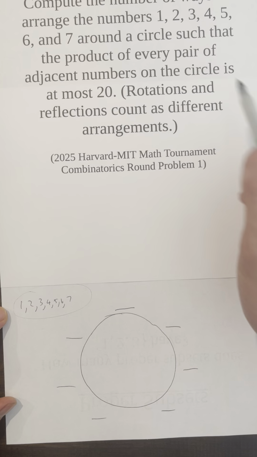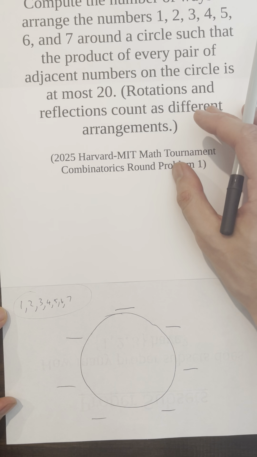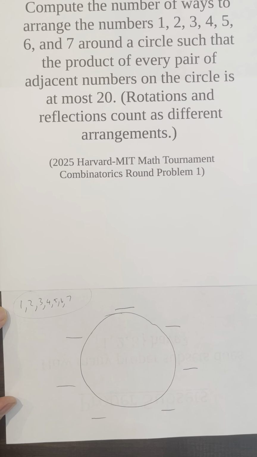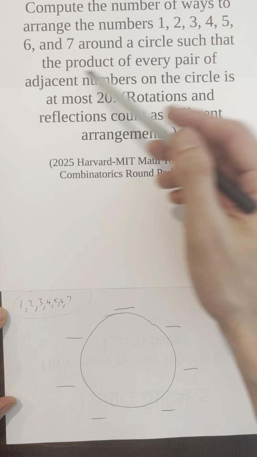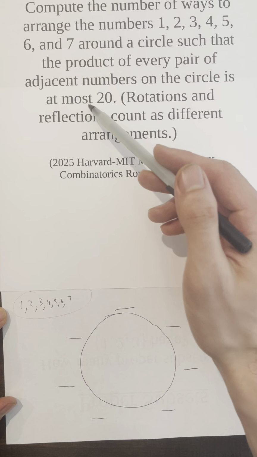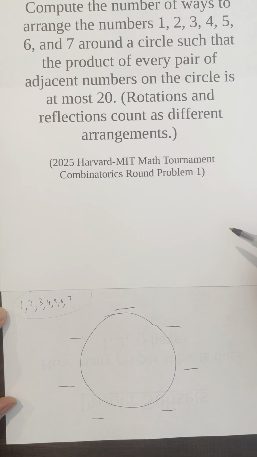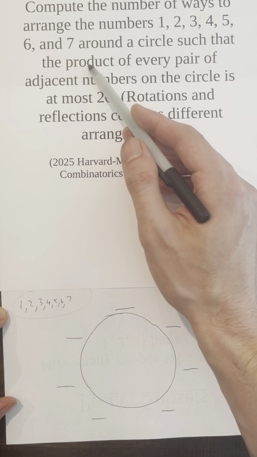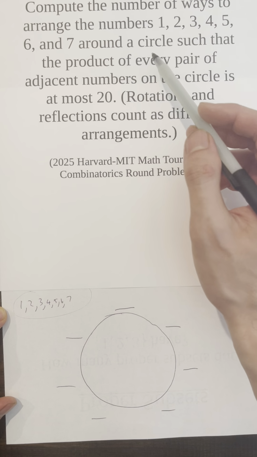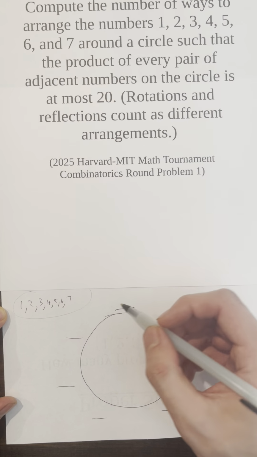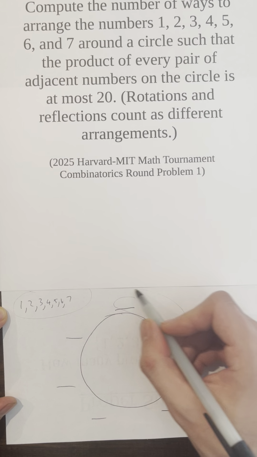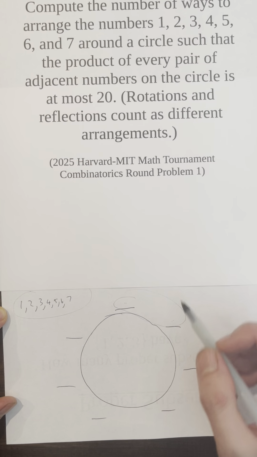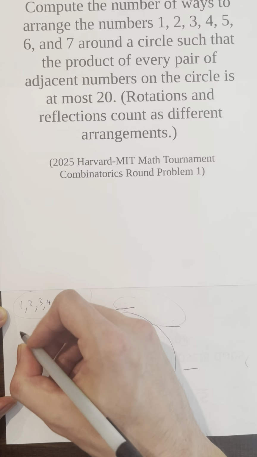Okay, and they're saying the product of every pair of adjacent numbers on the circle is at most 20. So what does this mean? Product means multiply. Multiply every pair of adjacent numbers. Adjacent means they have to be next to each other. So if I multiply this number and this number, it has to be less than or equal to 20.